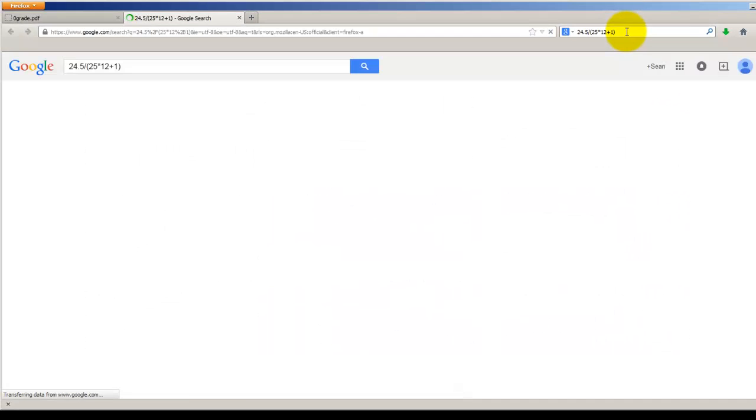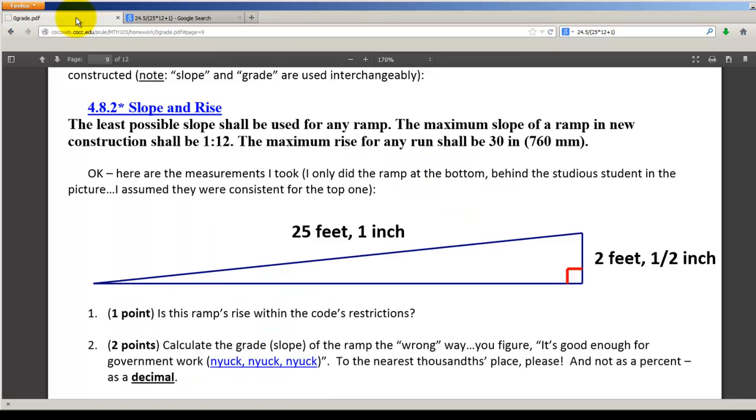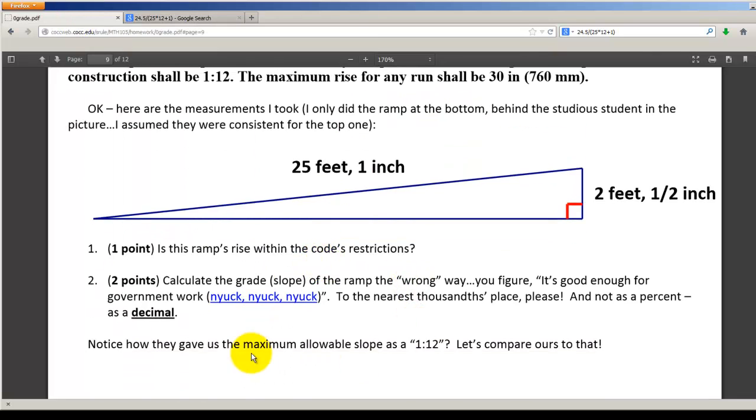All right, so let's go ahead and hit enter on that one. Looks like it's about 8.1%. 8.1% grade. So there's your grade right there, the wrong way.